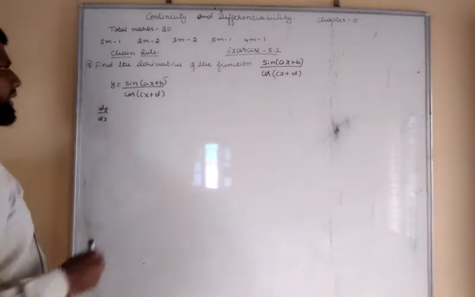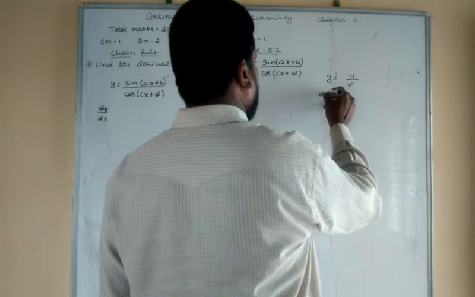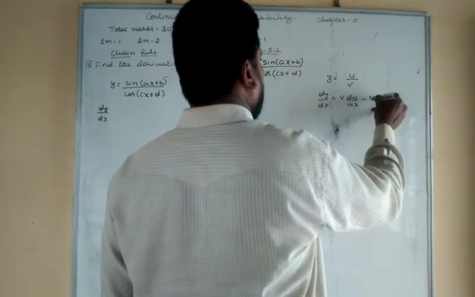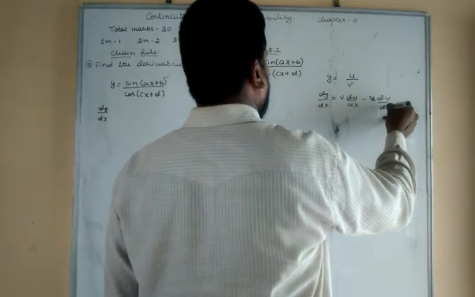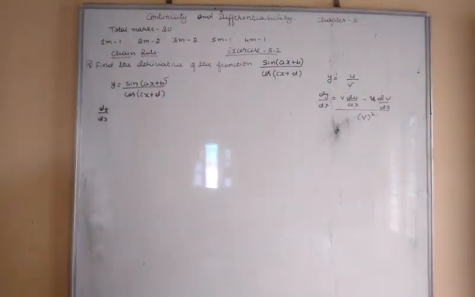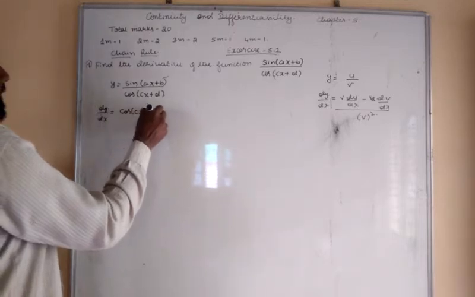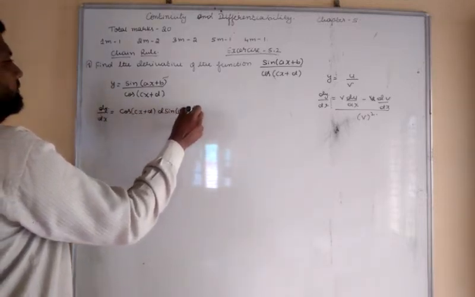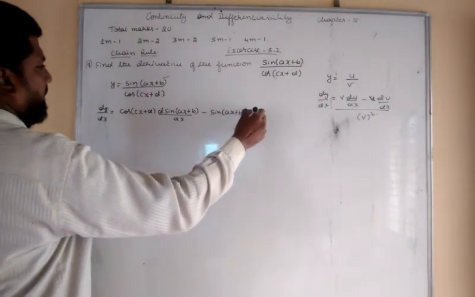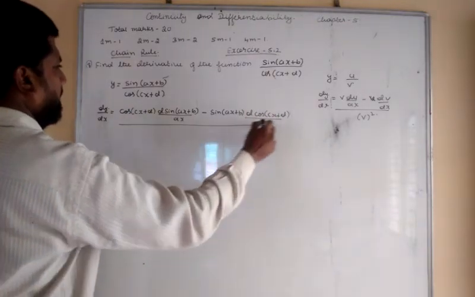Differentiation of y with respect to x, we already know the formula for the quotient rule. Let us recall y is equal to u by v. So differentiation of y with respect to x is v differentiation of u minus u differentiation of v by v whole square, or denominator differentiation of numerator minus numerator differentiation of denominator by denominator whole square. So let us apply the formula here.